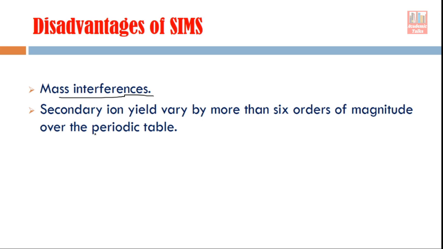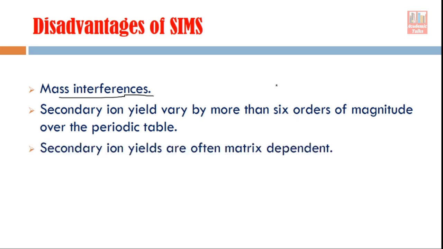But the issue is that the yield of secondary ions varies as we move in the periodic table from one element to another, and that variation is of the order of 6 orders of magnitude. Some elements have a very small yield, so for the same beam current they get sputtered in less quantity, and some elements get sputtered easily for the same beam current, and we get a higher yield. Because of that, sometimes it becomes difficult to get the exact estimate of the concentration of the impurities or species present in the sample.